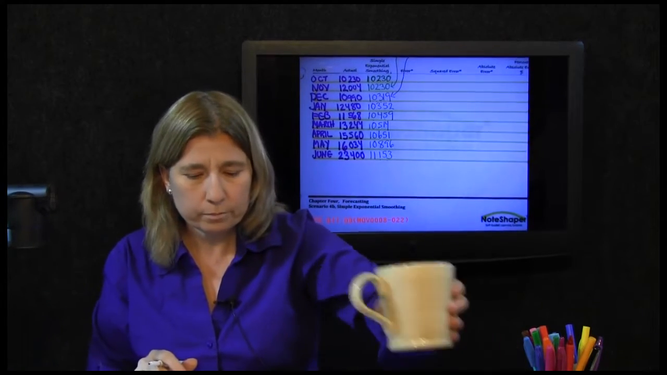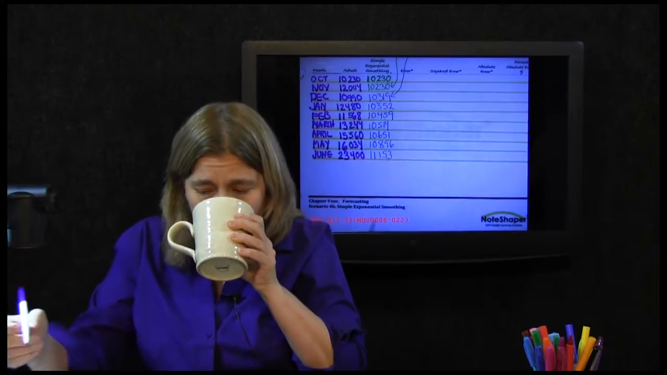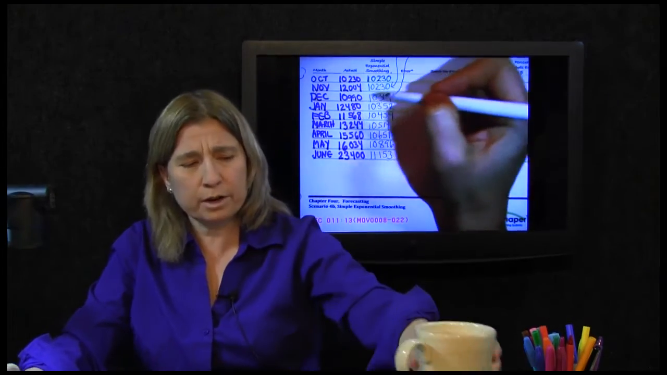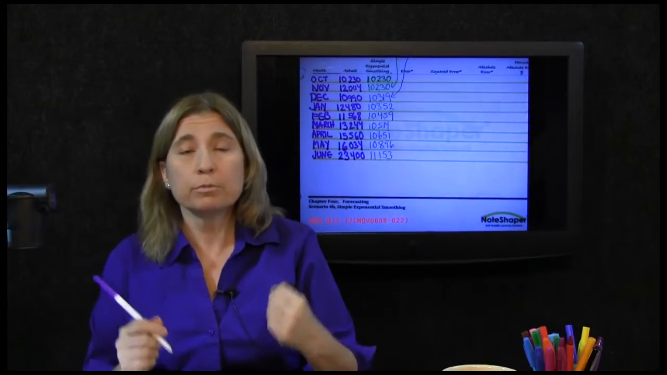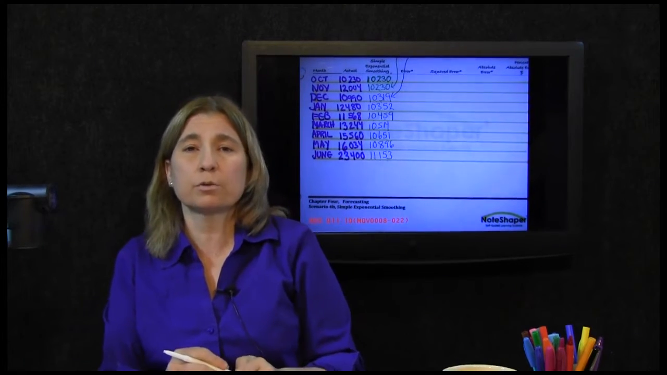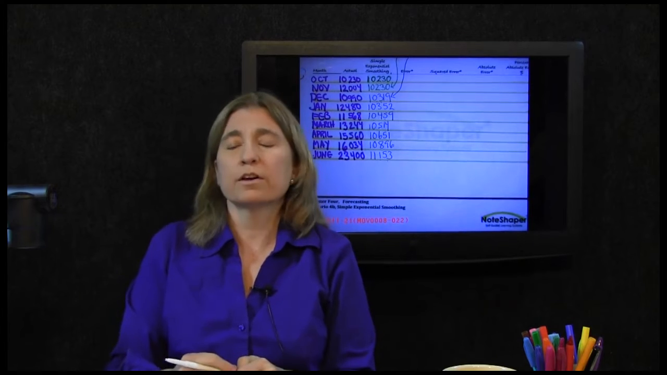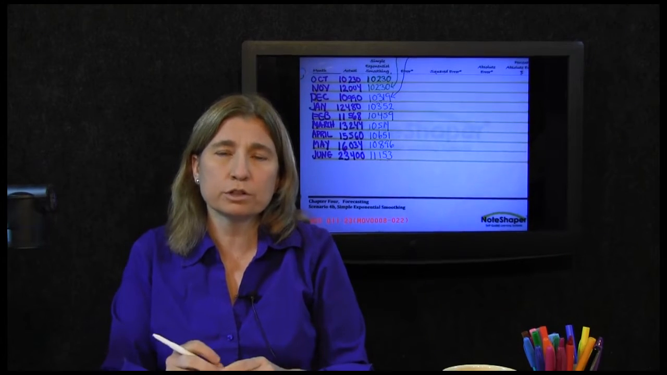Error is actual minus forecast, and we could calculate that. Actually, we have two columns of data. We could calculate the error in each one of the months starting from October and then going all the way through June. I mean, that would be logical.